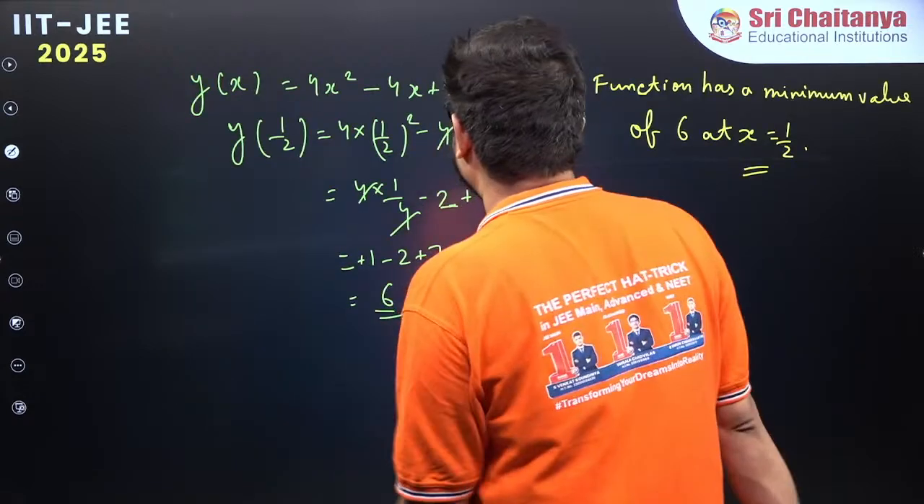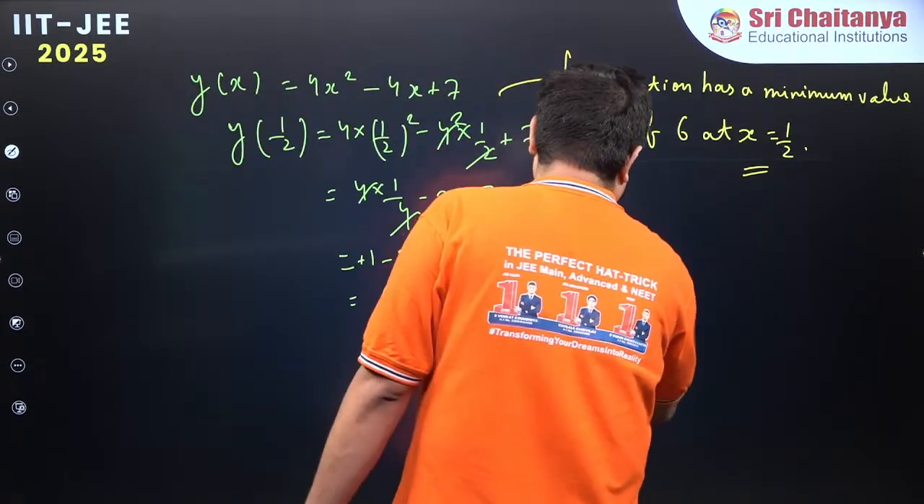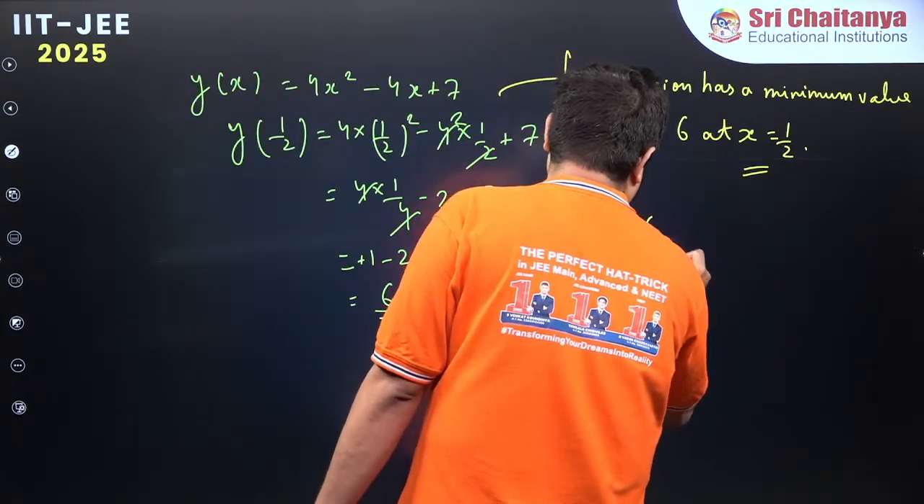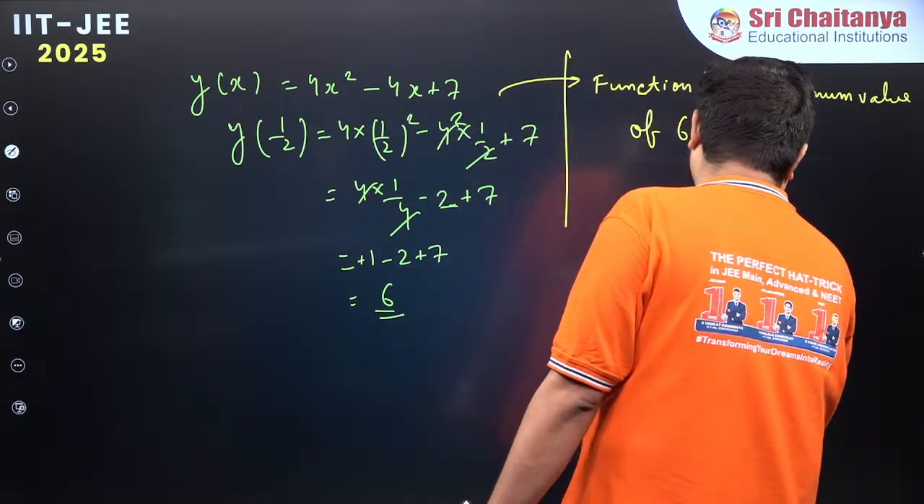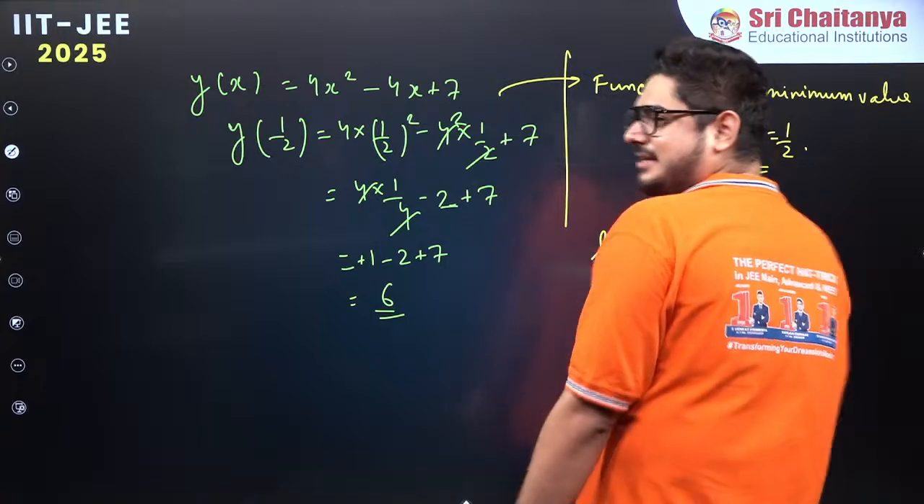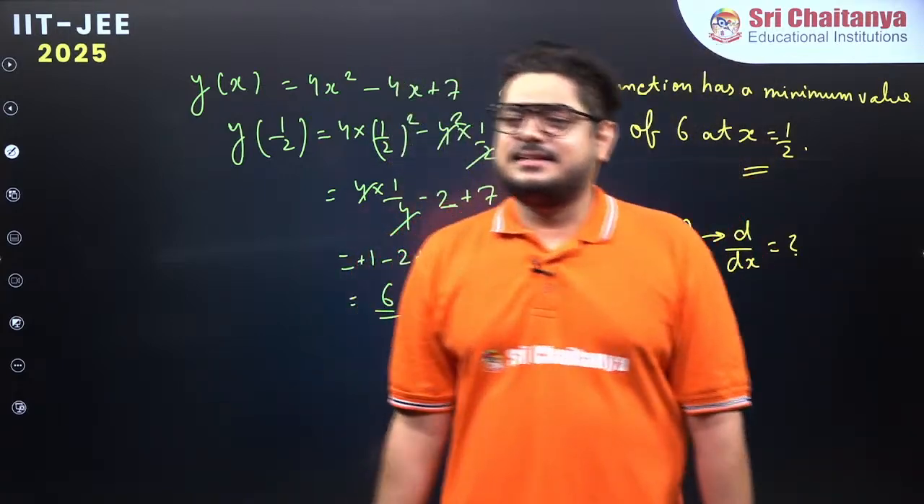One of the homework questions, if you can recall, I gave ln of 1 by x. What is going to be d by dx? This is what I said. Do you remember, isn't it?